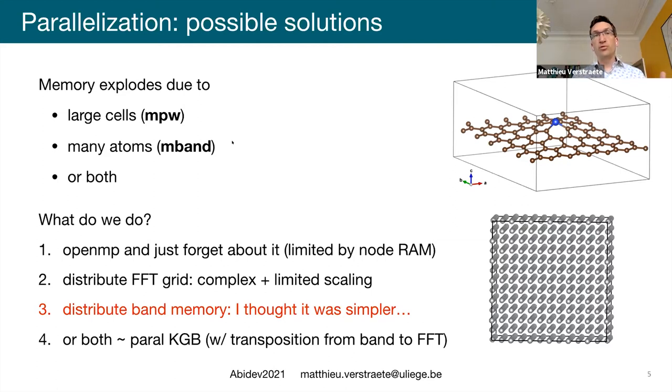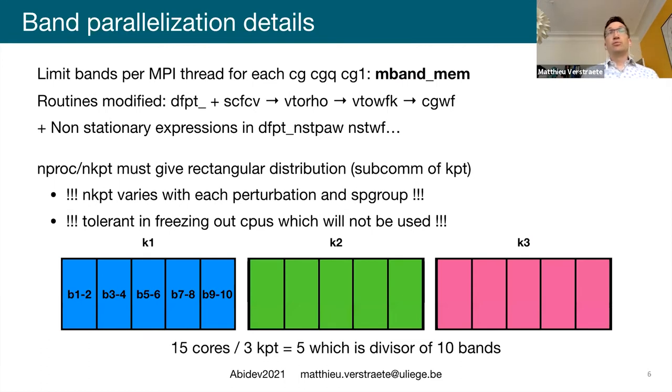Or we could potentially do both. We could do the analog of the parallel KGB and distribute both the bands or the FFT grid, depending on the different stages of the calculation inside your self-consistent cycle. This implies having a transposition, which is quite complex, but okay, that may be for the future. So I went up and did it and went through all the different routines, limiting the number of bands which are stored on each processor, depending on how many processors I give the algorithm.